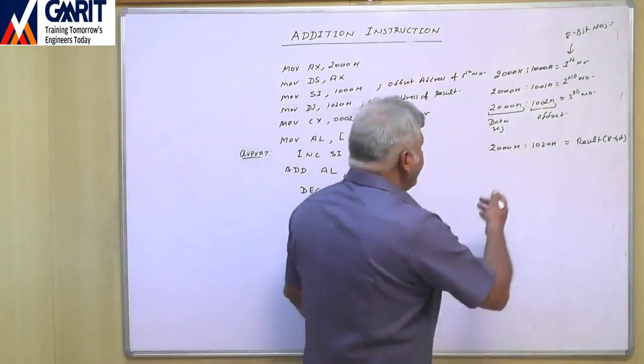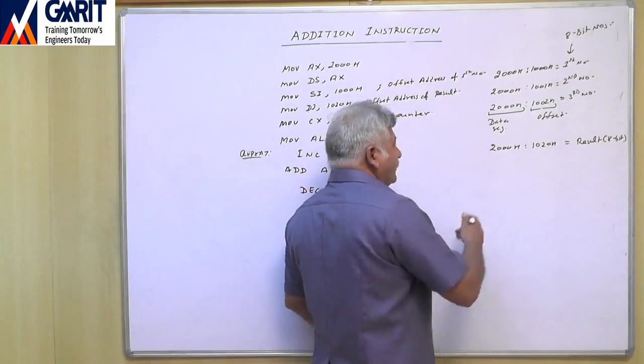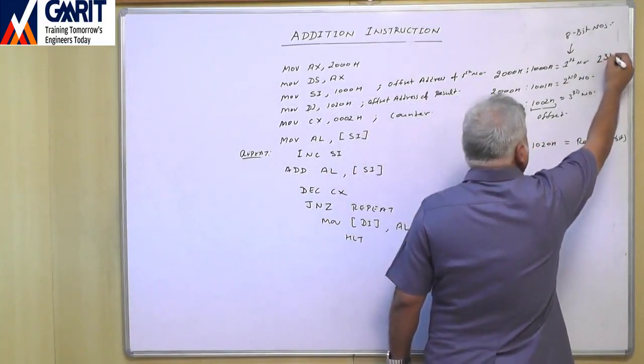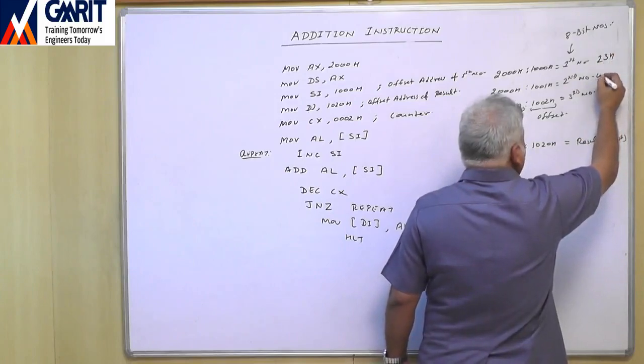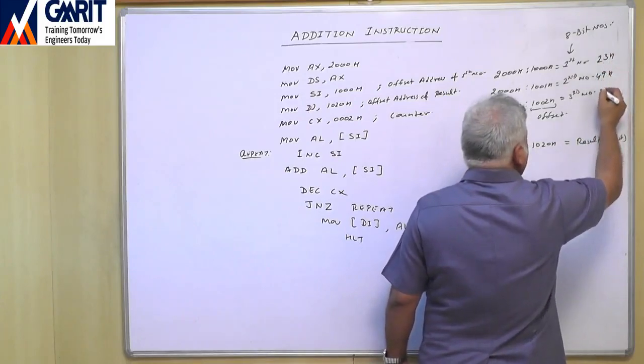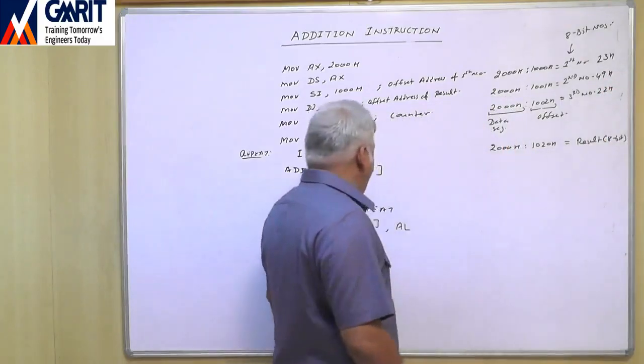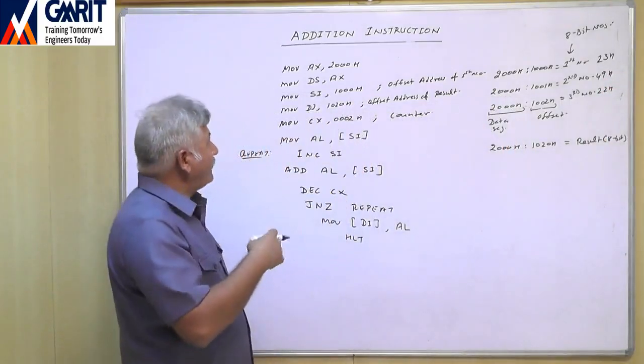So we will take these numbers. Suppose our first number is 23H, second is 49H, third is 22H, right? So one by one we will go and we will check.